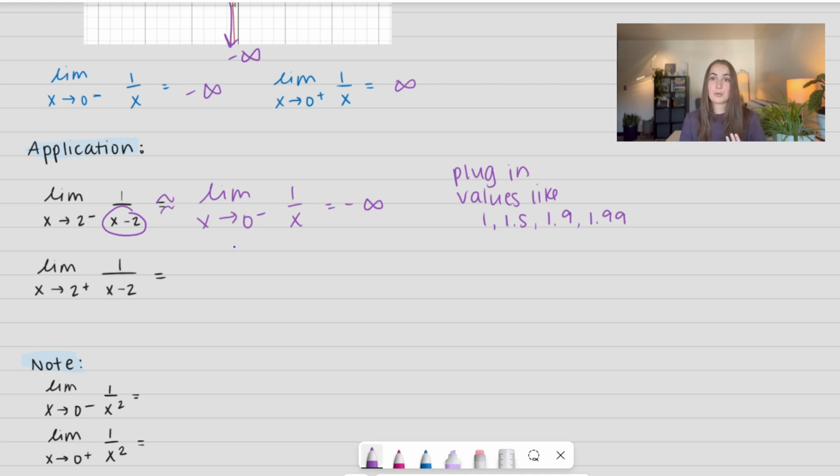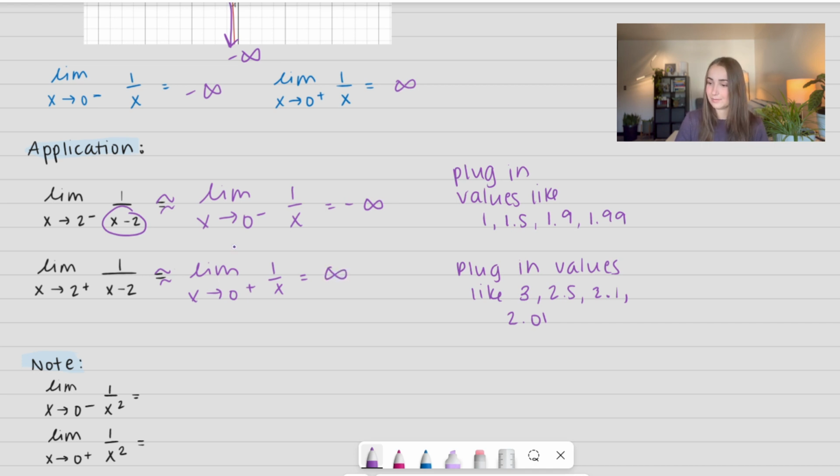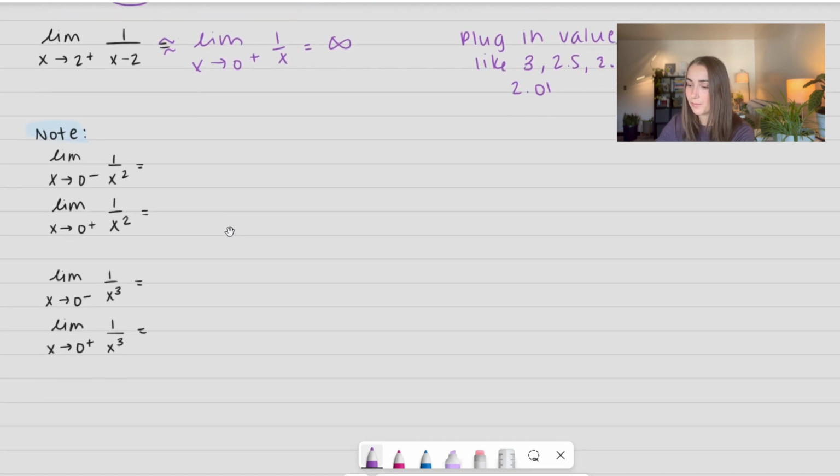Now, if we were to approach 2 from the other side, we're going to plug in values like this, and we're going to get smaller and smaller positive numbers, which is why it behaves like this limit, which we know goes to positive infinity. This is a small application we're going to look at more in the future, so make sure to stay tuned for that. But I have one more note before we go.